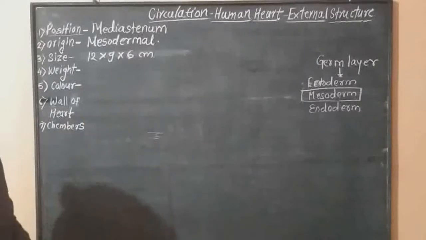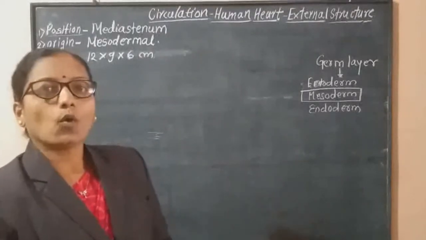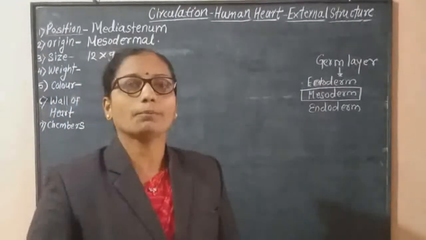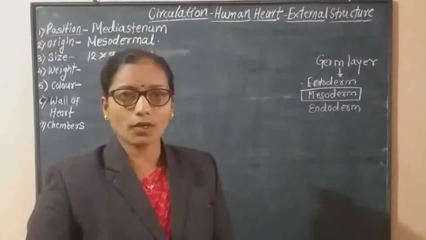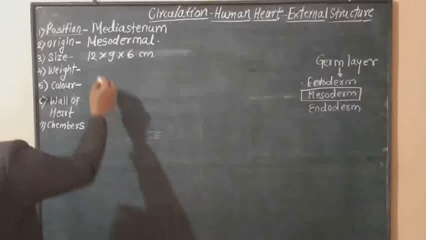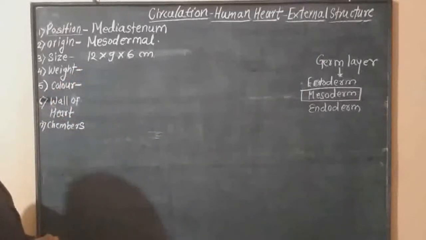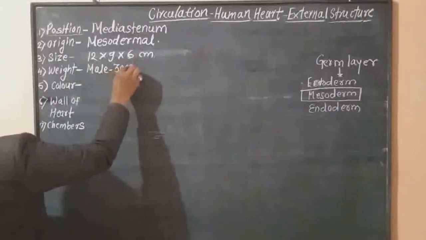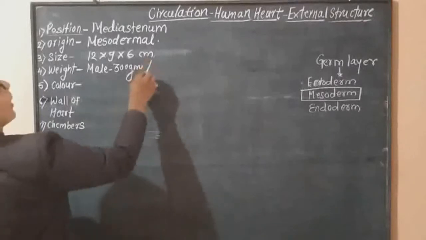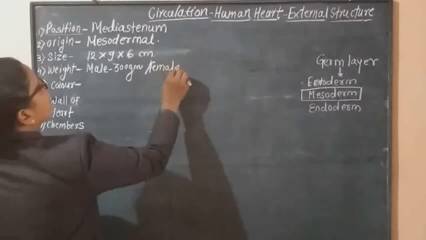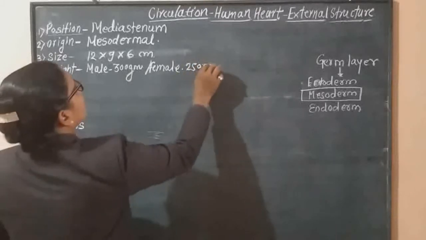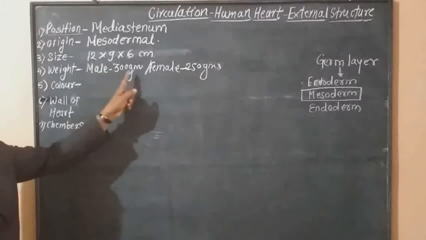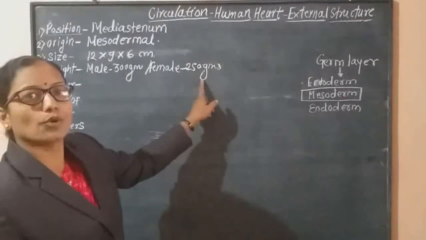Okay. Now what is the size? Generally, our own fist is the size of the human heart of that particular individual. According to these dimensions, we also consider the weight of the human heart. In males, it is nearly 300 grams, and in females, it is 250 grams.